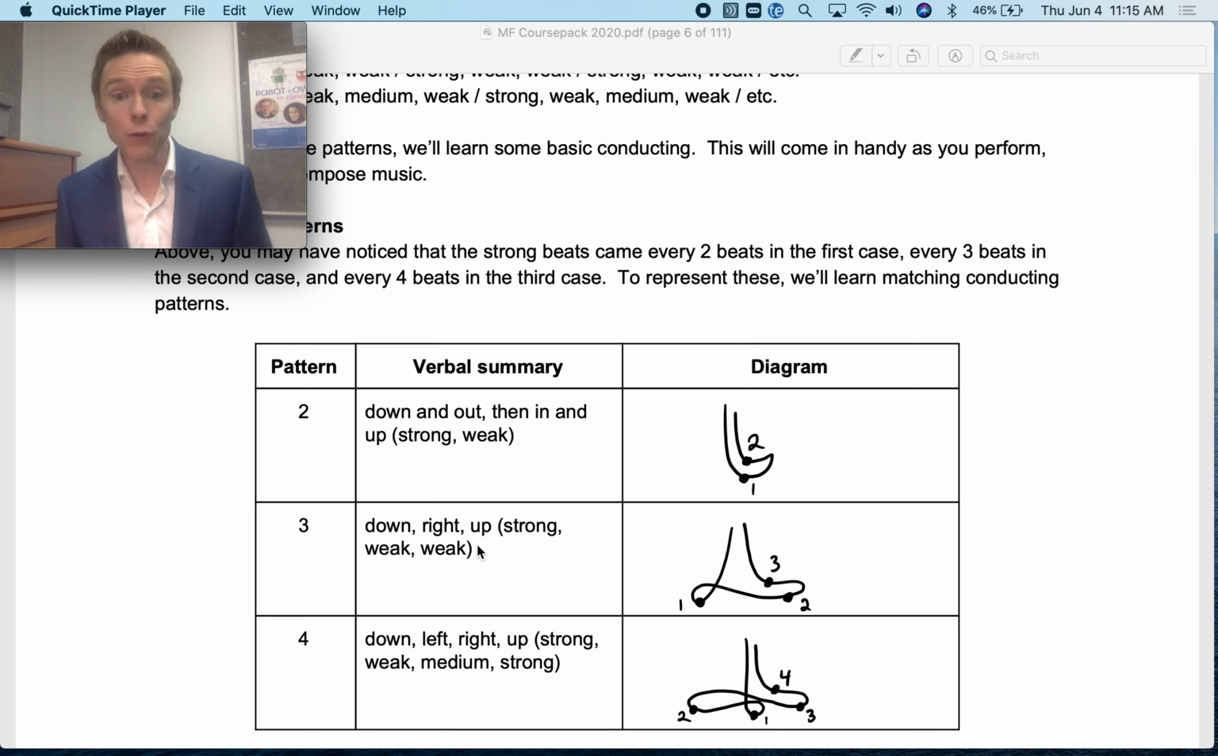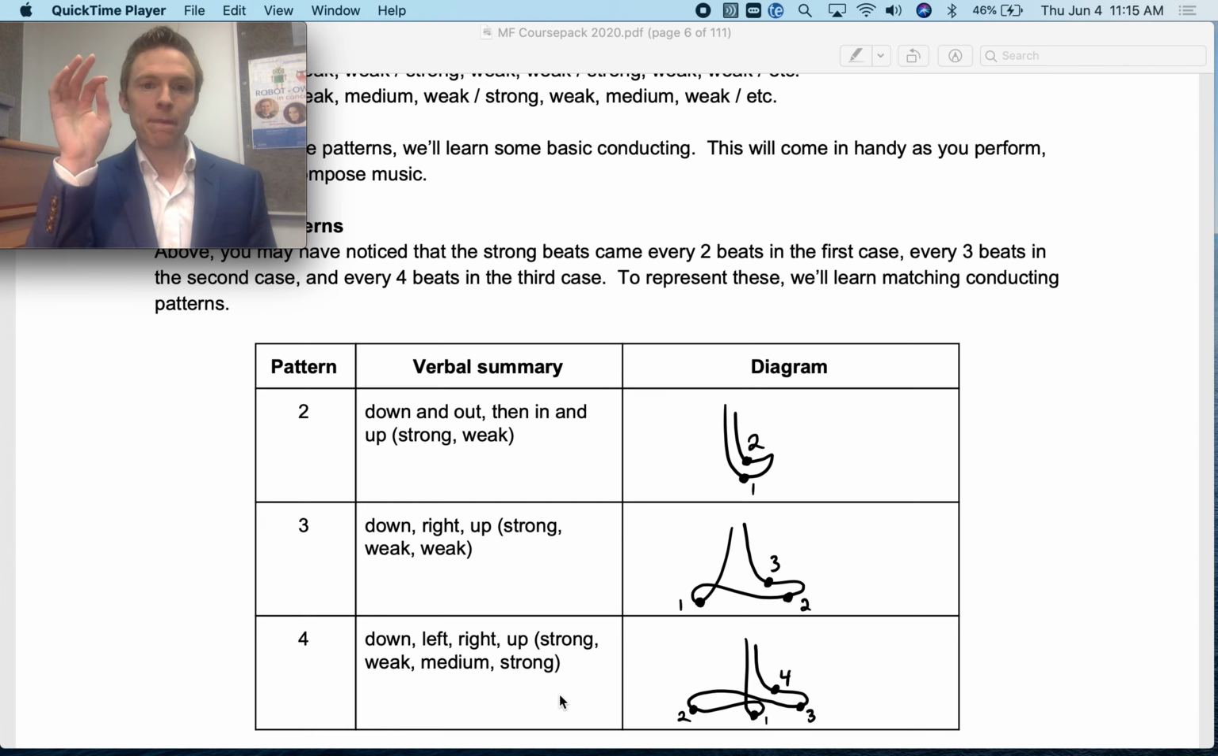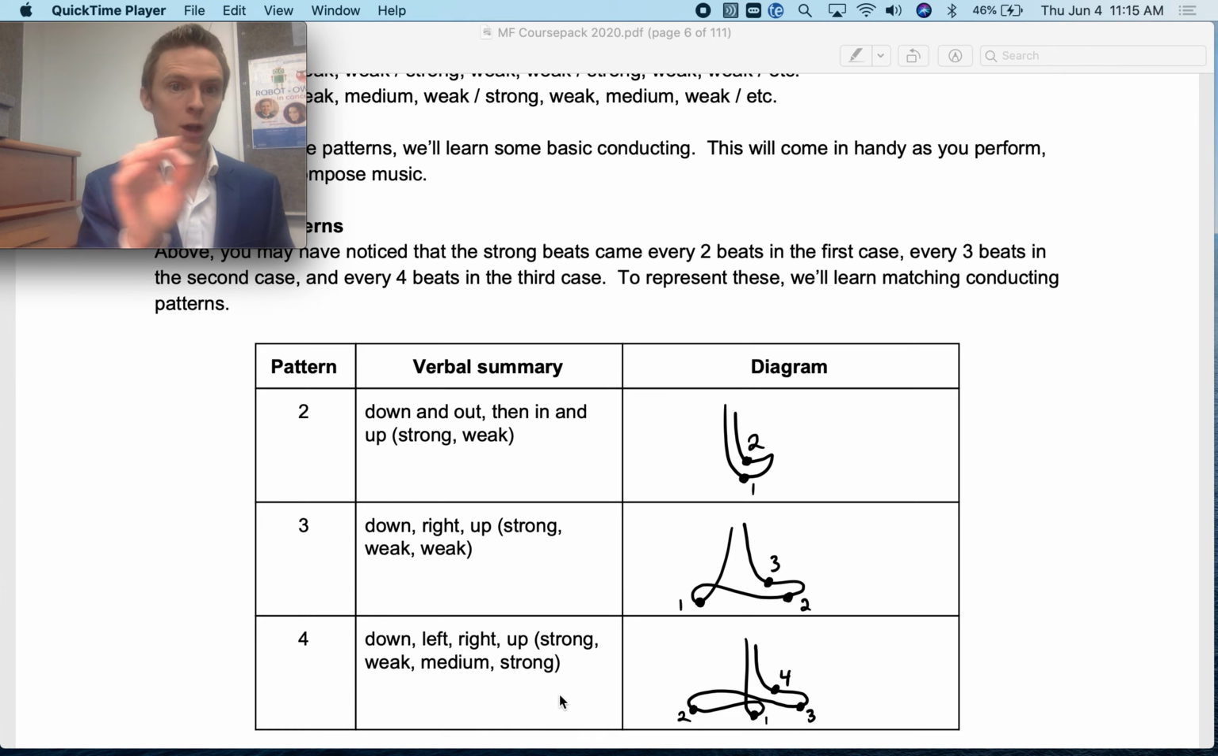Now for the last one, the 4 pattern, granted these diagrams, they look a little bit ornate. Really go after these summaries here, strong, weak, down and out, then in and up, or down, right, up. That will really be the easiest way to learn these quickly. So with the 4, I realize the diagram looks a little bit ornate. It's really not that bad. So what you're going to do in slow motion will be, at least from my perspective, down, left, right, up, or you can think down, in, out, up, down, in, out, up, down, in, out, up. So you'll get used to that.